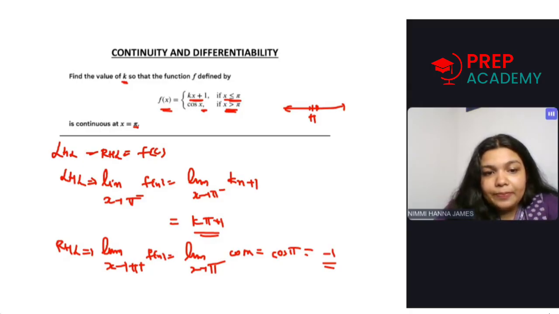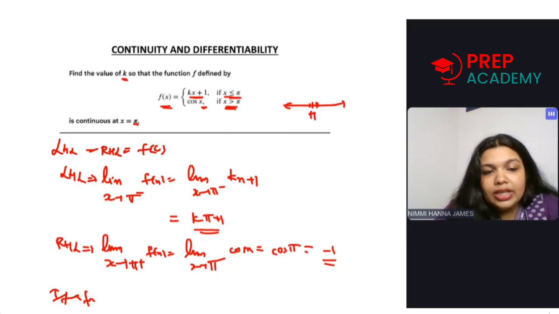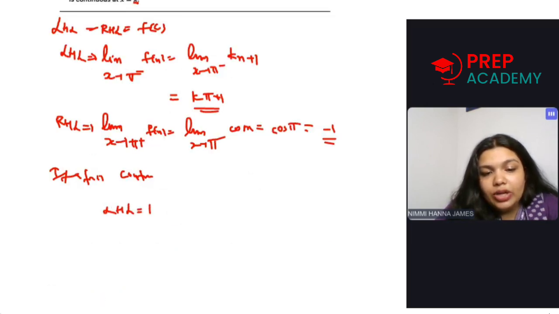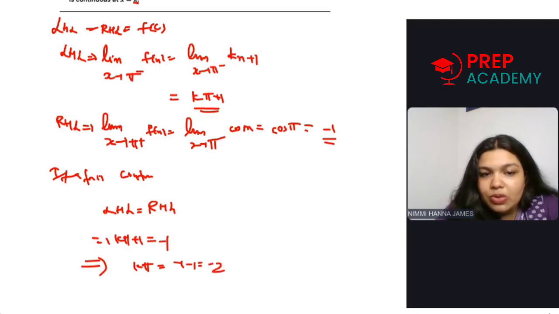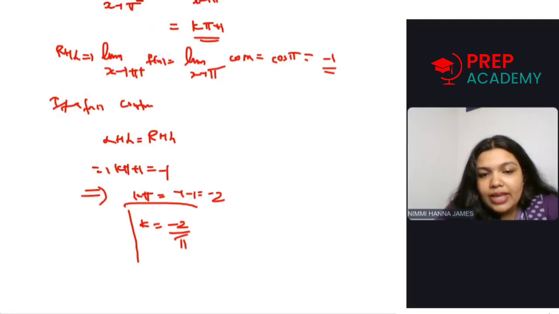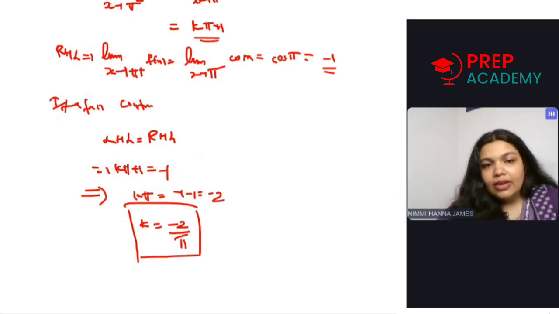And for a function, if a function is continuous, LHL is equal to RHL. So here k pi plus 1 is equal to minus 1. What we wanted to find was the value of k, so we are isolating k. So k pi is equal to minus 1 minus 1, which is minus 2, and k is equal to minus 2 by pi. So k is equal to minus 2 by pi is the value.